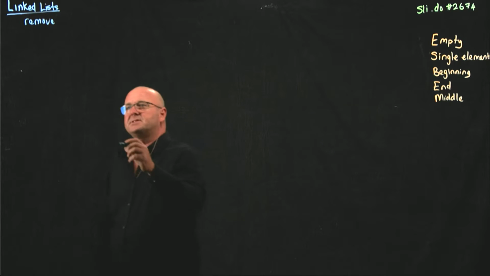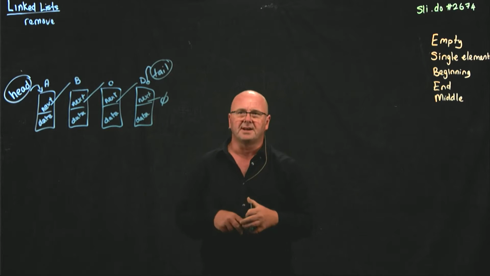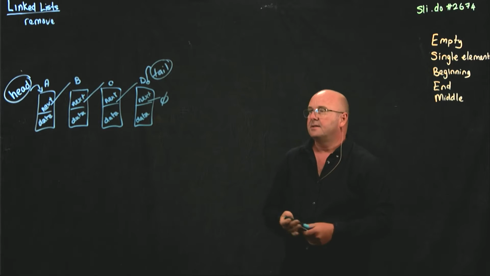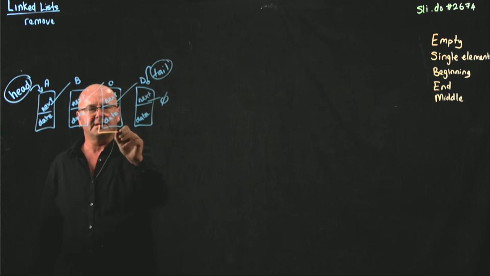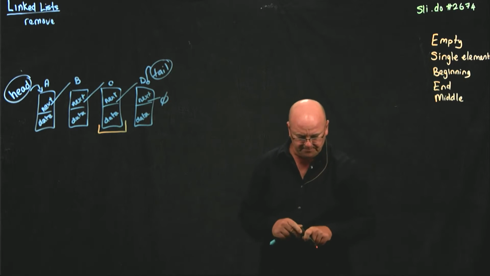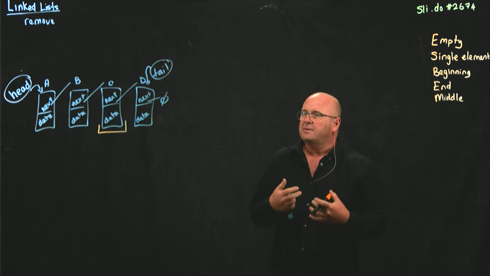So now what we want to do, here's our linked list again. So we've got a linked list, we've got a head pointer, we've got a tail pointer. And this time we want to remove some specific element in the list. Let's say we want to remove C. I never like C. So how are we going to remove this?